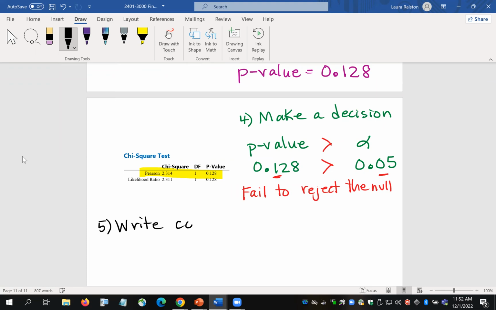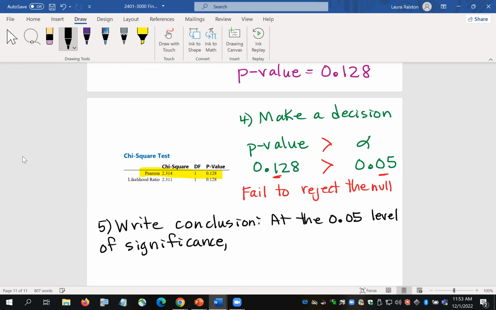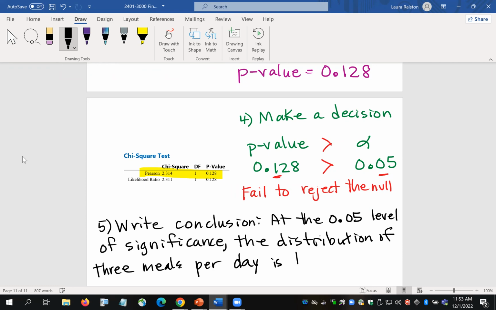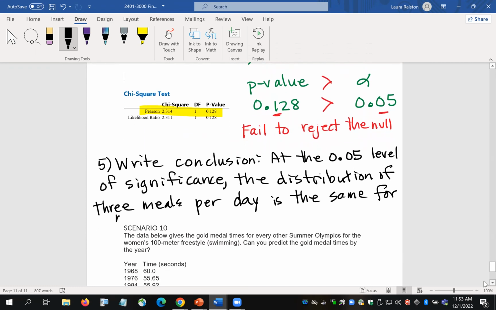Step 5, we write the conclusion. At the 0.05 level of significance, the distribution of 3 meals per day is the same for males and females.